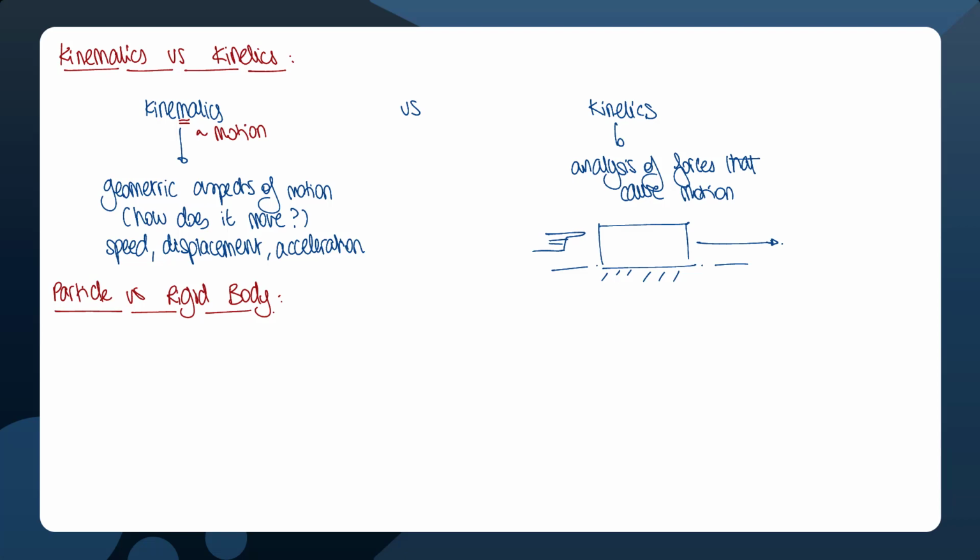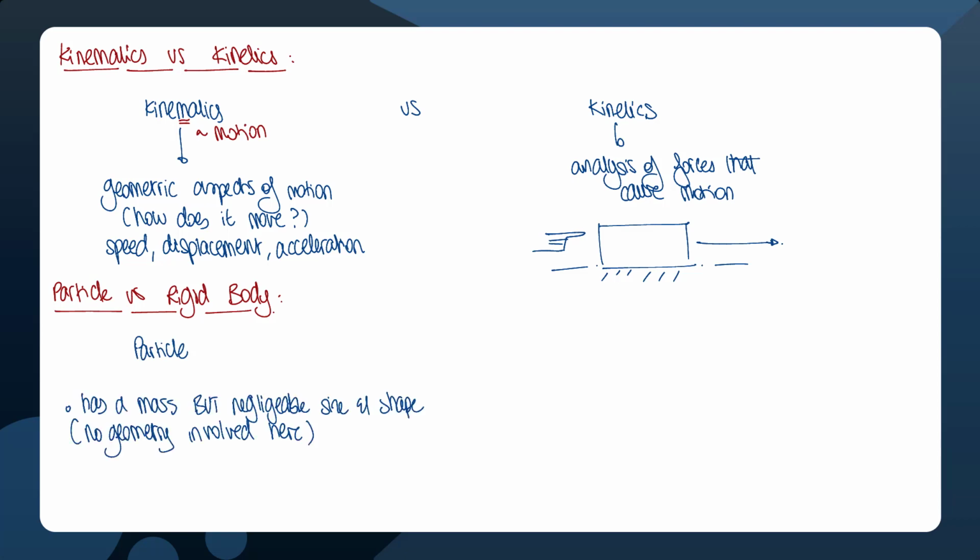A particle is basically an object that has a mass, but negligible size and shape. So here geometry is not involved at all. We do not care about the geometry of the object. We simply analyze it as a point, as a particle. So the object is said to be represented by a point mass. So the overall mass of the object is assumed to be located at the center of gravity of that object.